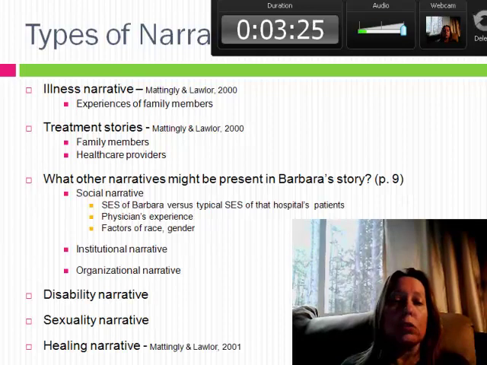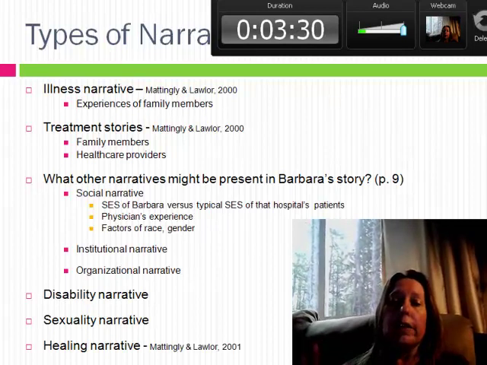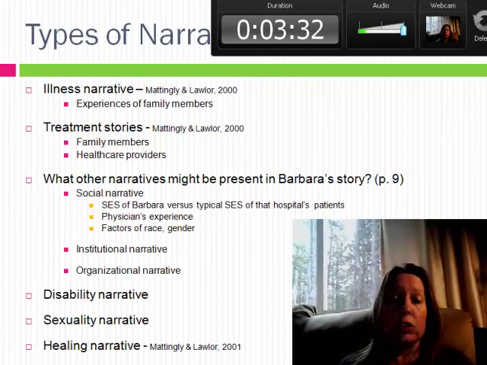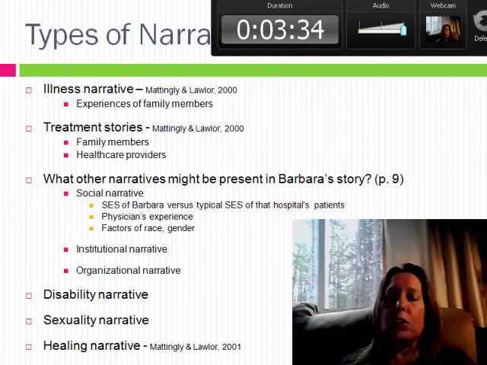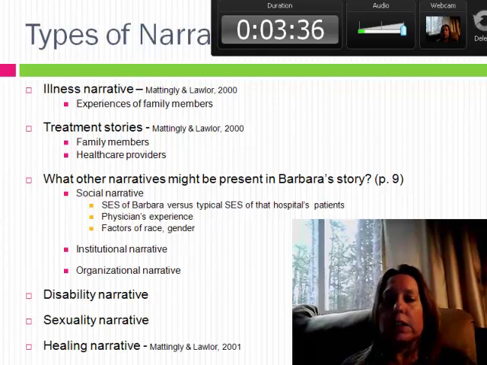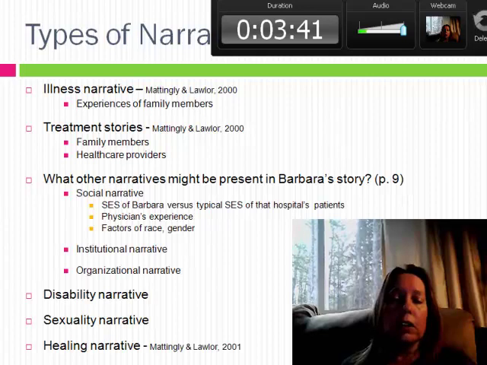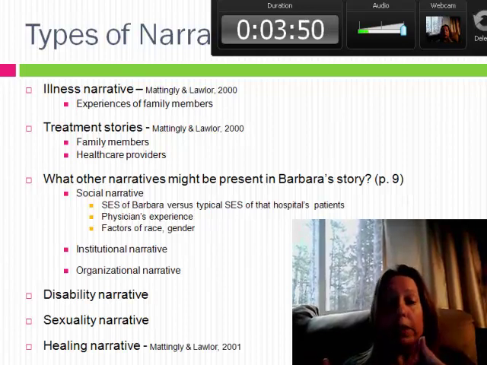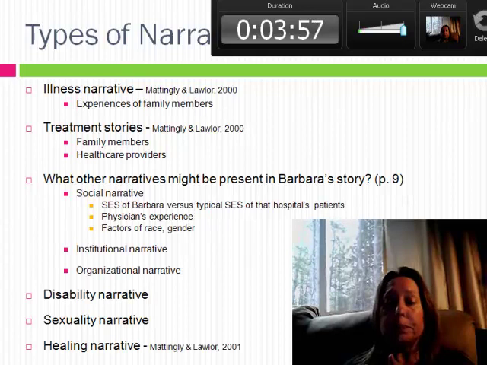And one would be a social narrative. So we learn in the story that Barbara's going to a hospital that is not the one that she typically goes to, and we're sort of left with the sense that there's maybe more of a sense of privilege at this newer hospital that she goes to. And so there's a narrative of social economic status between caring environments. And then we have the physician's narrative. What experiences is the physician bringing to her care, her interface with Barbara and Rhonda?